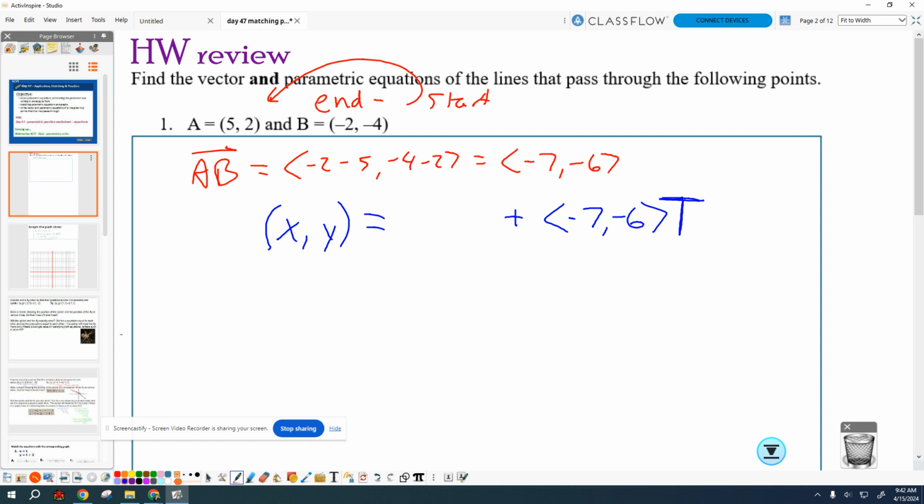And she said we need to anchor it down somewhere. Either coordinate A or coordinate B, it doesn't matter. You can use either.